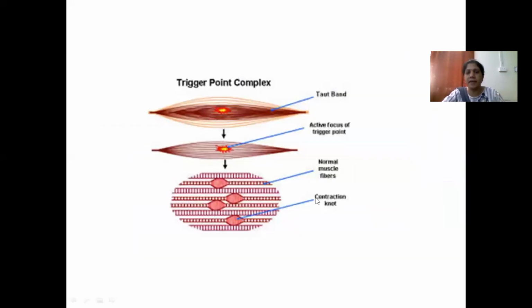This particular diagram is showing a trigger point. Then these are the taut bands of muscle, and this is the normal muscle. This is a muscle where contraction of the muscles occurs, and the taut muscles may lead to the trigger point formation.